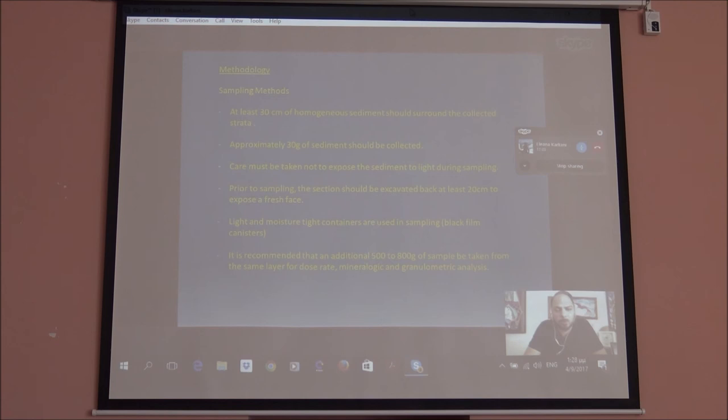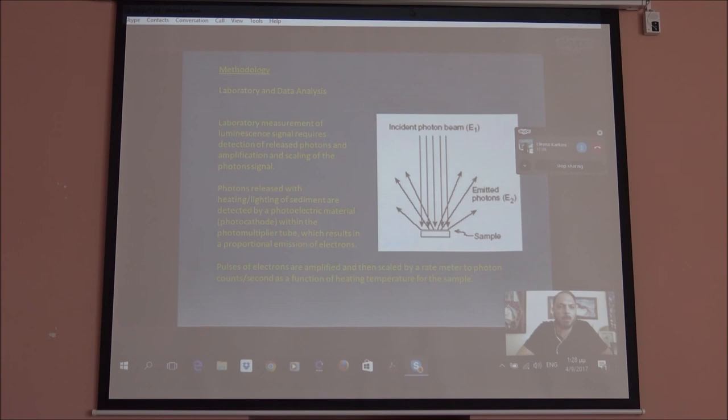Finally, the luminescence measurements and analysis. Laboratory measurements of luminescence signals require the detection of released photons, amplification, and scaling of the resulting signals. Photons released with heating or lighting of the sample are detected by a photoelectric material, a photocathode, within a photomultiplier structure, which results in a proportional emission of electrons. Pulses of electrons are amplified and then scaled up, counted as photons per second as a function of heating temperature of the sample. So we have the sample in the picture here.